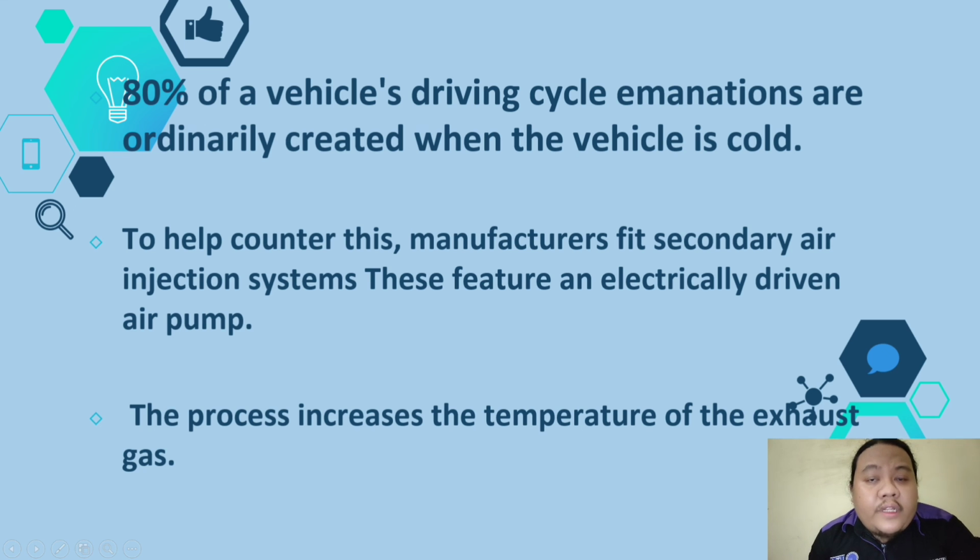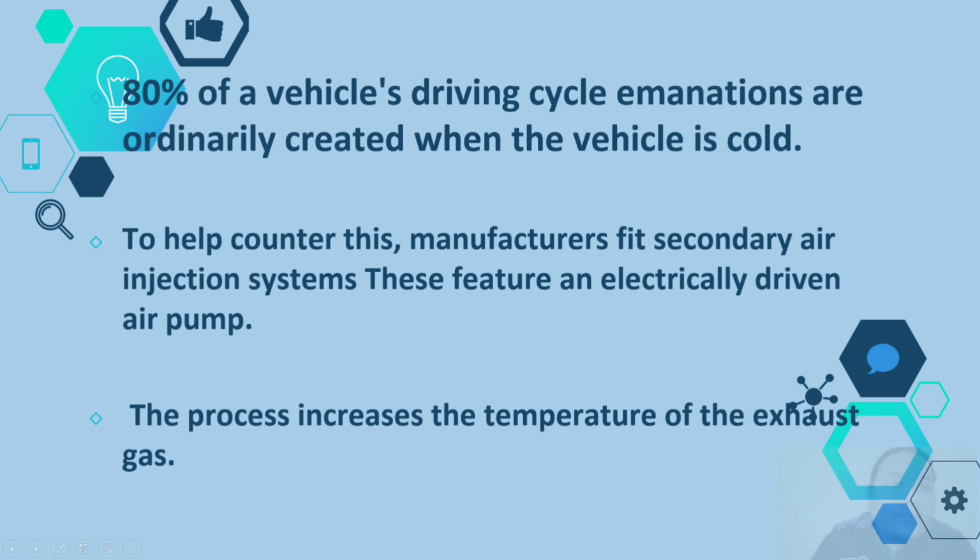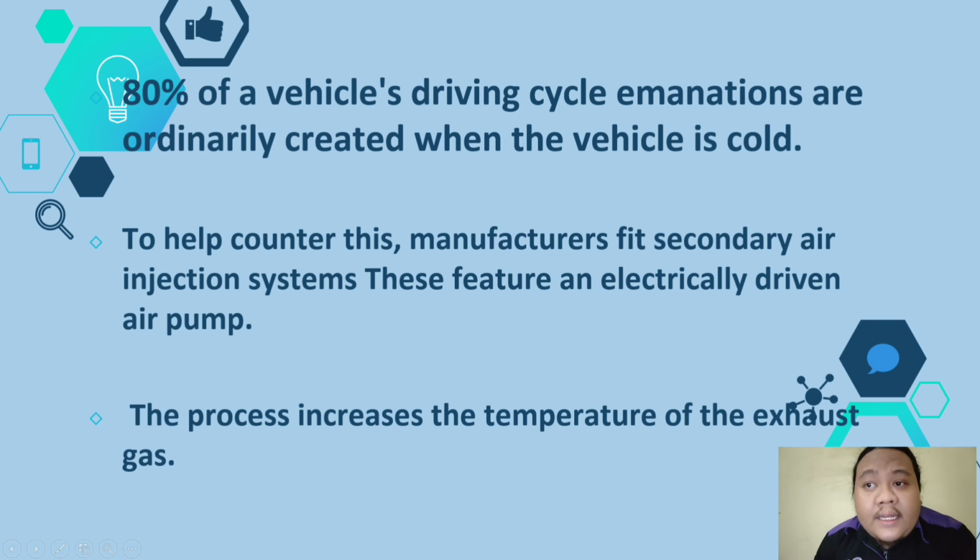The reaction causes the hydrocarbons to be oxidized into water and less harmful carbon dioxide, while carbon monoxide is oxidized into less harmful carbon dioxide. Furthermore, the process increases the temperature of the exhaust gas. As the gas is hotter, the catalytic converter warms up faster. When it is running efficiently, the air injection system can be shut down.